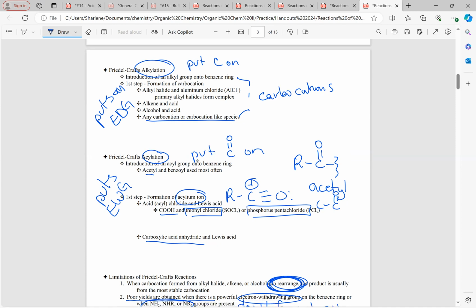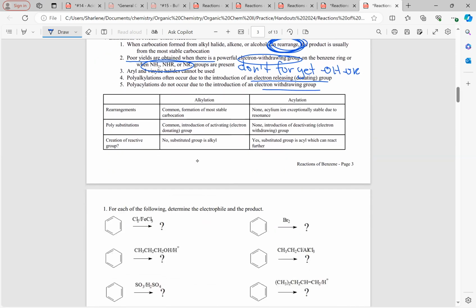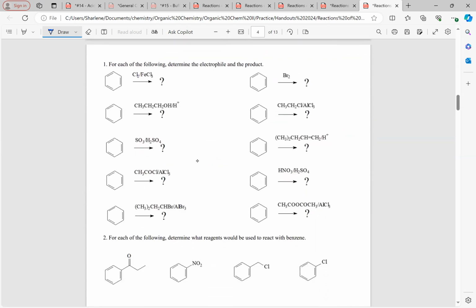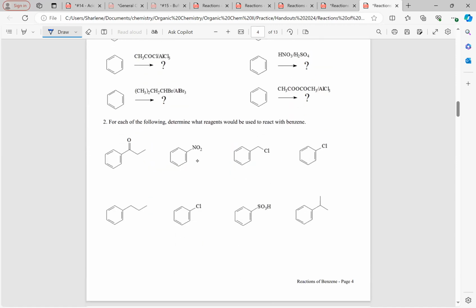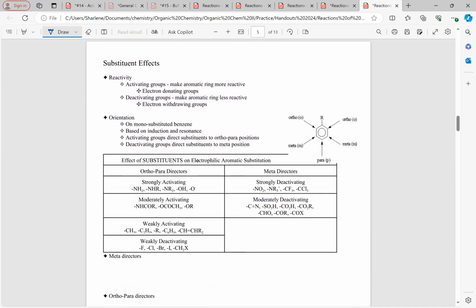Okay, Friedel-Crafts alkylations versus Friedel-Crafts acylations. And then here's the problems that I told you were missing from the last one. So if you never saw that old handout, this is the one that should be on Canvas now. So that first question is just go through and do the generic electrophilic aromatic substitutions. And then can you come up with the reagents to create each one of those? And that's just a few problems for electrophilic aromatic substitution.